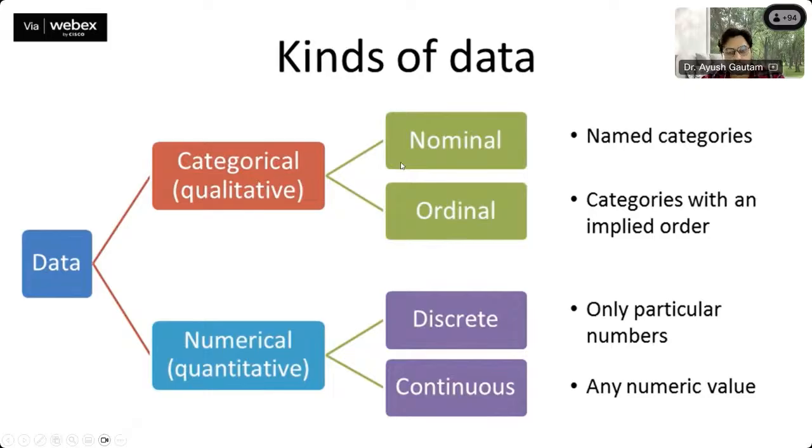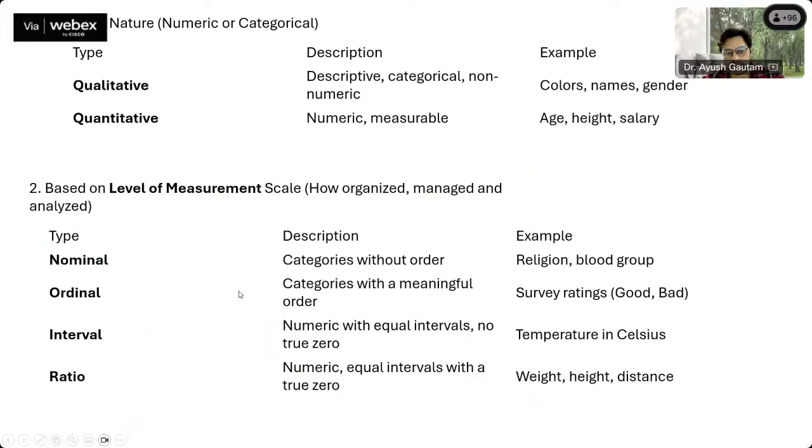The qualitative or categorical data is further divided into two parts: nominal and ordinal. And numerical data is further divided into two parts: discrete and continuous. We'll discuss this. So basically, based on the nature of the data, we have two classifications: qualitative and quantitative. Qualitative data means descriptive, categorical, and non-numerical data. Examples: colors, names, gender. Your name, my name is categorical data. Gender, male, female, names of the colors, all of those are qualitative data. And what is the quantitative data?